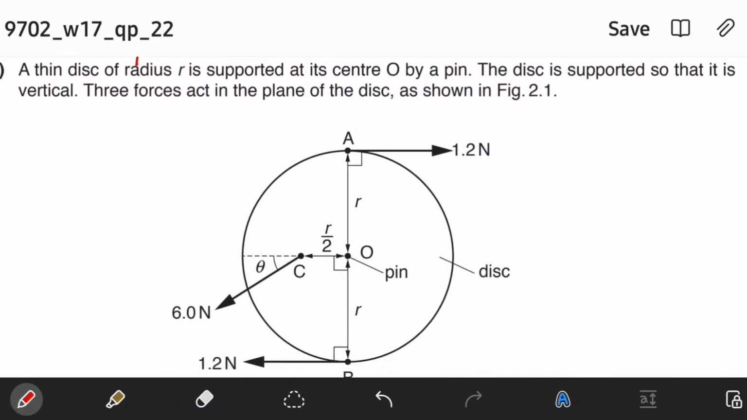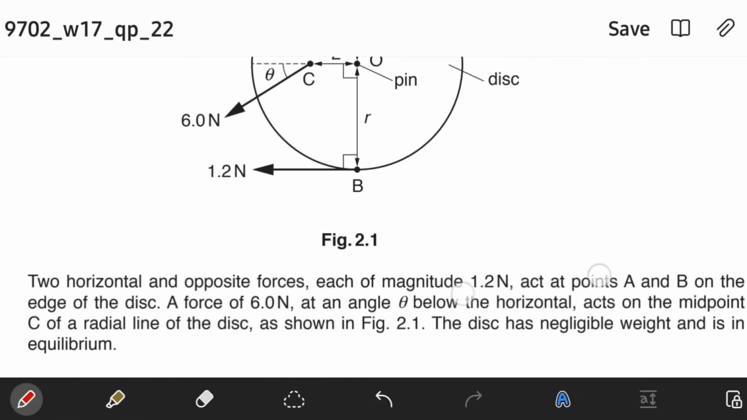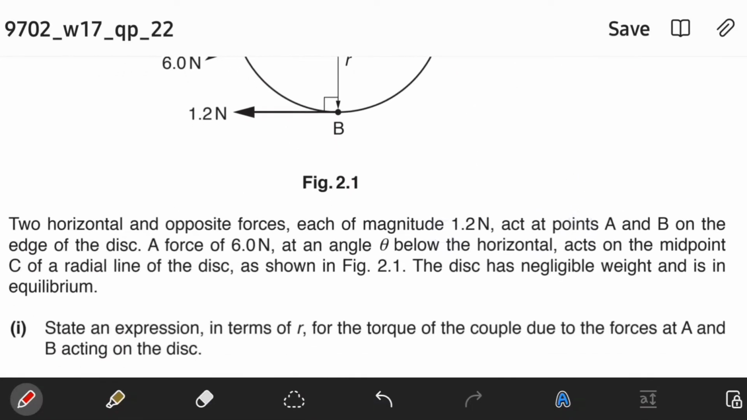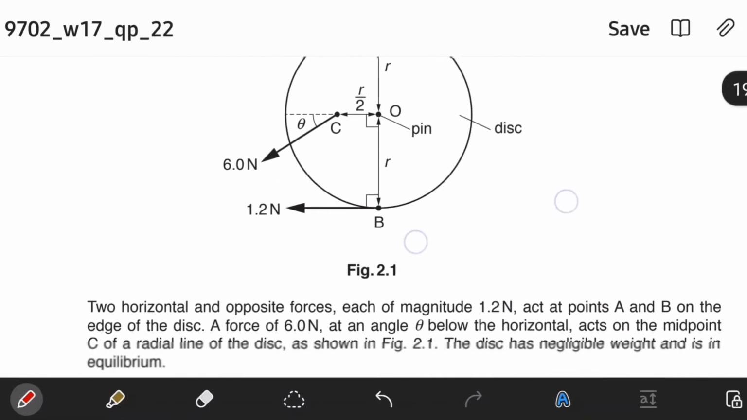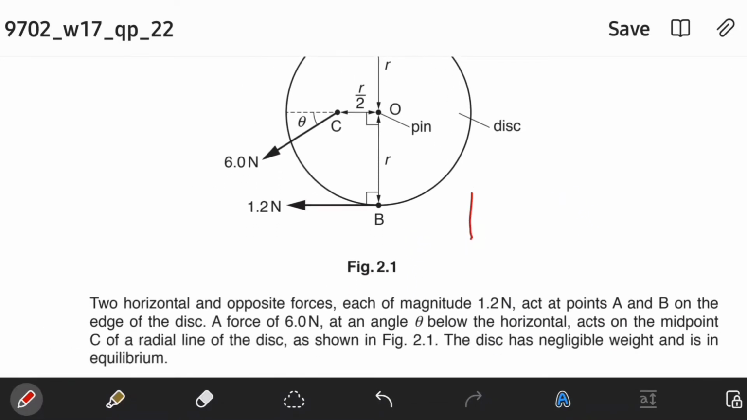A thin disk of radius r is supported at its center O by a pin. The disk is supported so that it is vertical. Three forces act in the plane of the disk, as shown in figure 2.1. Two horizontal and opposite forces, each of magnitude 1.2 newtons, act at points A and B. Here you can see that.